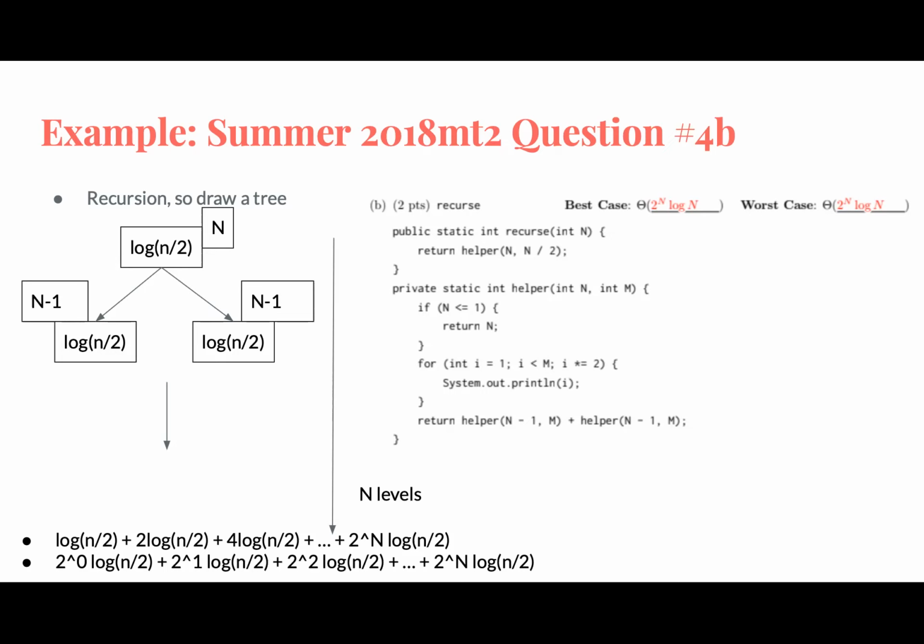This means that we only care about the last term because the last term is so big that we don't really care about the other terms. And in this case, if we add up all those together, it's going to be equal to 2 to the n. And then that's going to be times log n. So our worst case and best case is going to be equal to 2 to the n times log n.